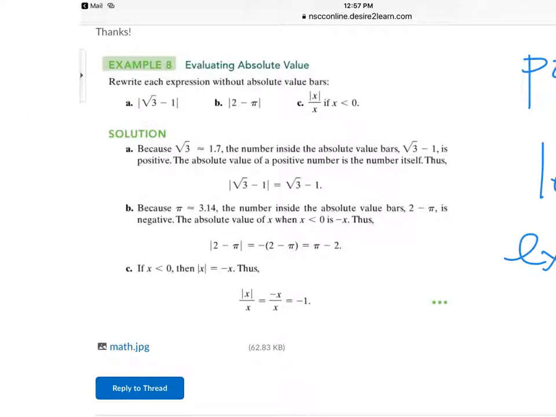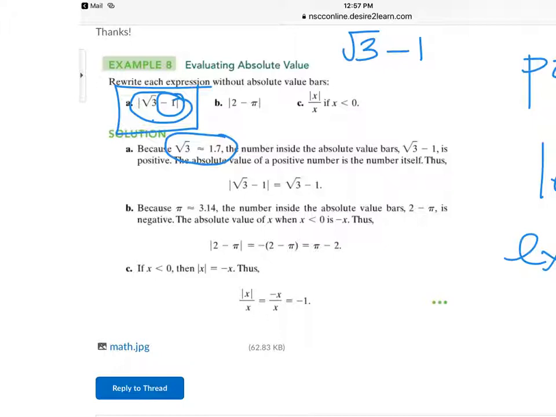So let's go back to the first question you had here. Your question was, why is this positive? Well, inside the absolute value bars, we see that square root of 3 is 1.7. And when we take 1.7 and subtract 1 from it, we get 0.7, which is a positive number. And that's why this expression then stays the same as square root of 3 minus 1, because the number is a positive number.